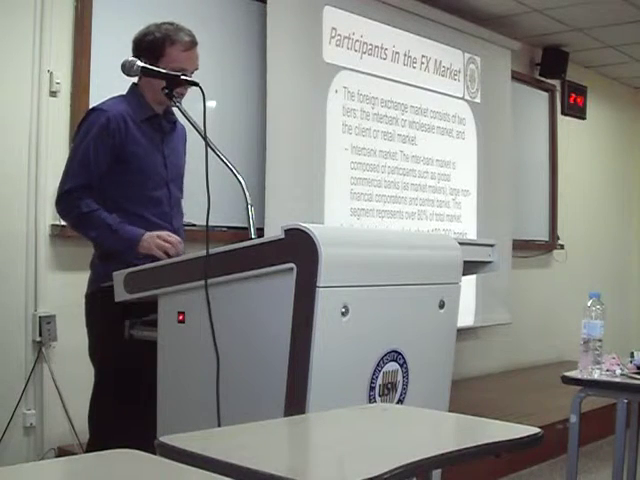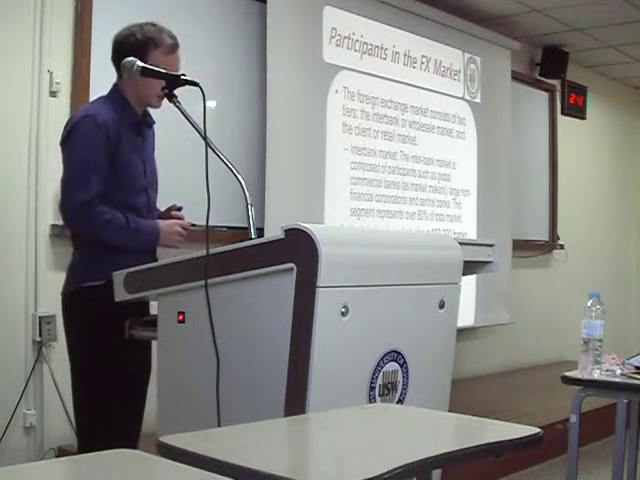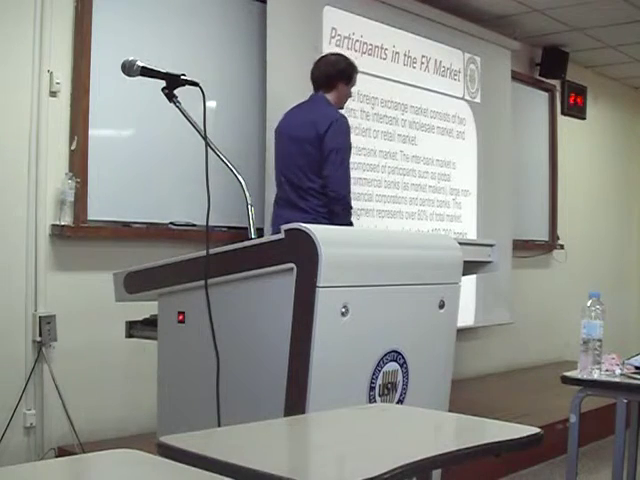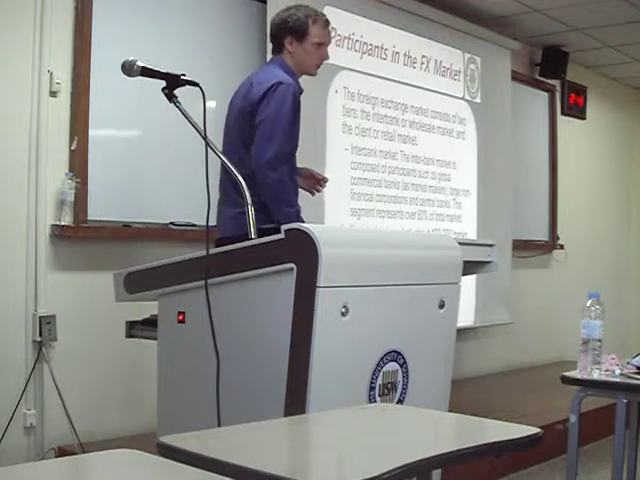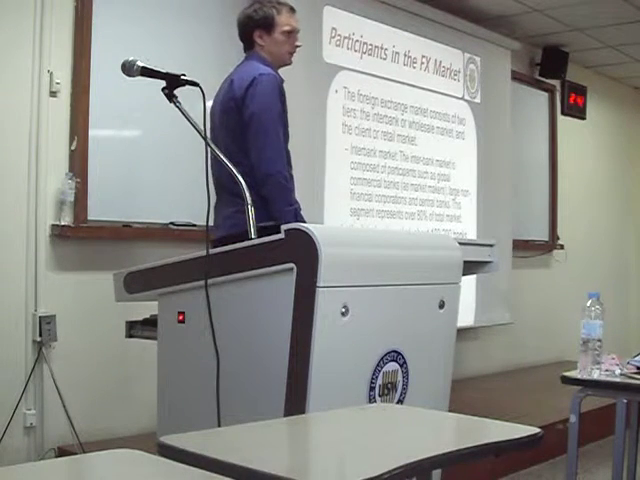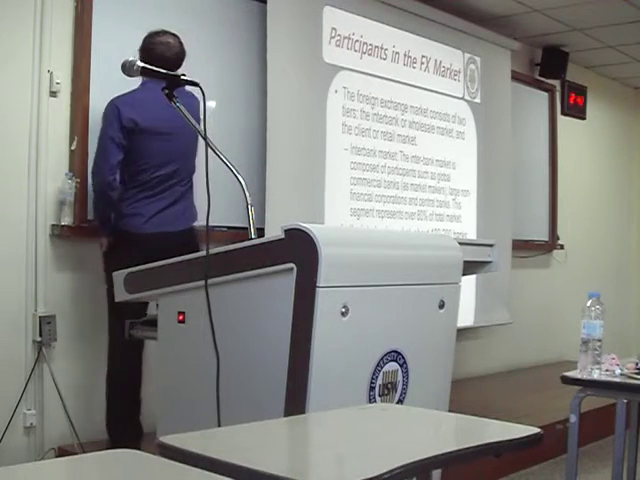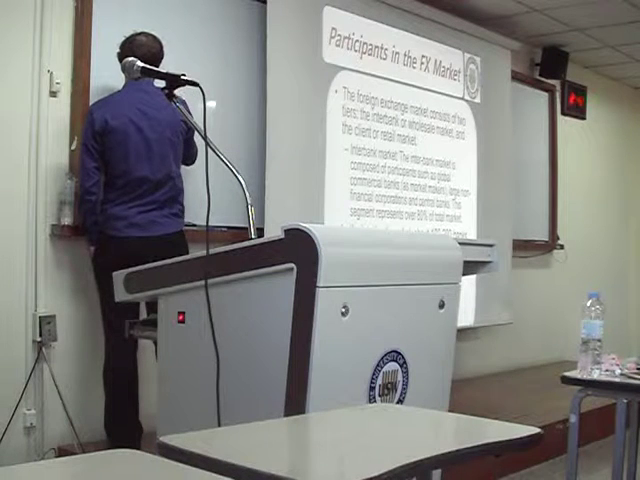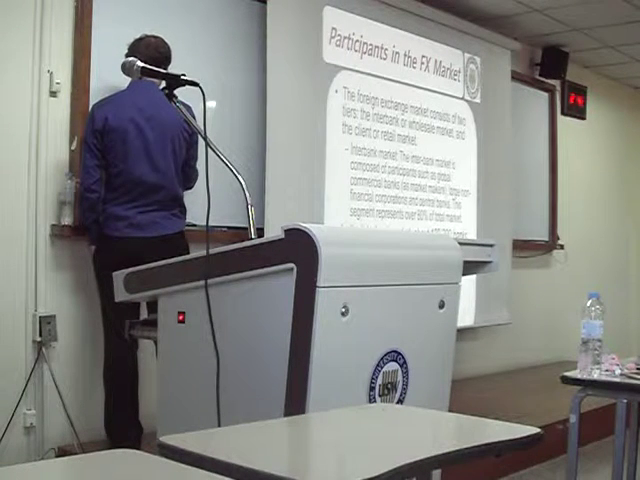So we have the main tier, which is the interbank or wholesale market, and then we have the client or retail market. So the wholesale market represents over 80% of the total market. Do you understand wholesale? What does wholesale mean for goods? Factory makes the goods. The goods go to the wholesaler, right? The wholesaler sells to the retailer.